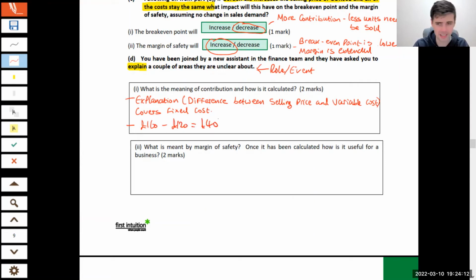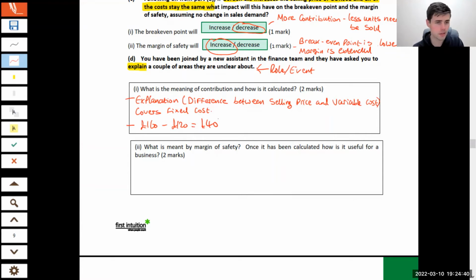So essentially, you're recycling the information that you've already used. If you're explaining something, showing how it actually works, aka how is it calculated, as the question is saying, you've said it's calculated by doing the selling price less the variable costs. Based on what we have just done, show the reader that. So based on this example, our selling price was £160, our variable costs were 120, our contribution comes to £40 per unit. That's the sort of thing you need to do.